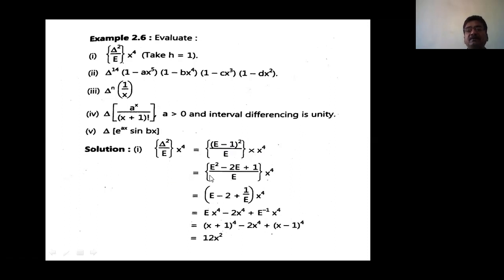And divided by E to each term, so we have E minus 2 plus 1 by E. 1 by E means E raised to minus 1. Applied to x raised to 4 and multiplied by x raised to 4 in the bracket, we have E of x raised to 4 minus 2 x raised to 4 plus E raised to minus 1 of x raised to 4. And what is E of x raised to 4? It is (x plus 1) raised to 4.